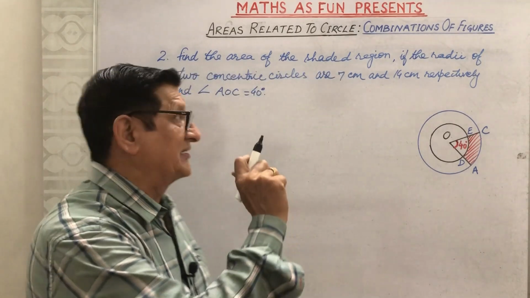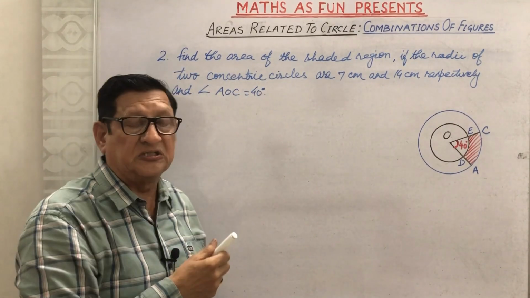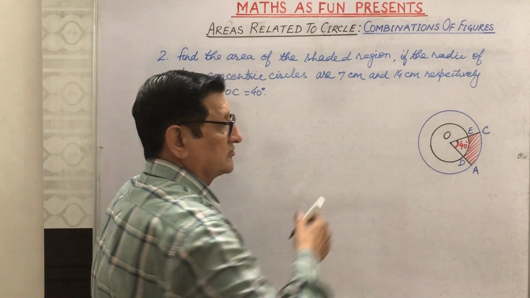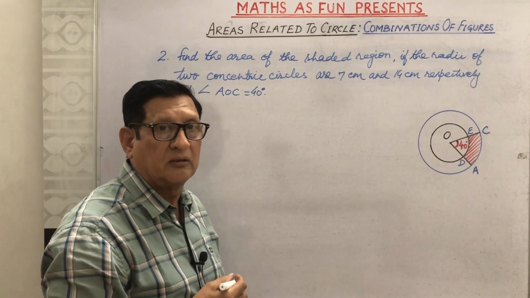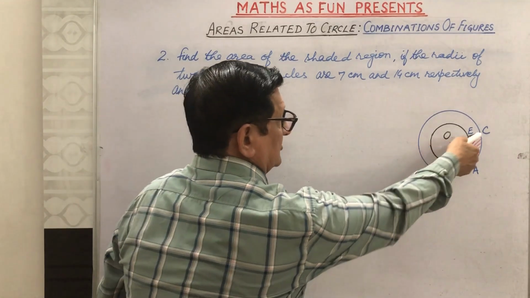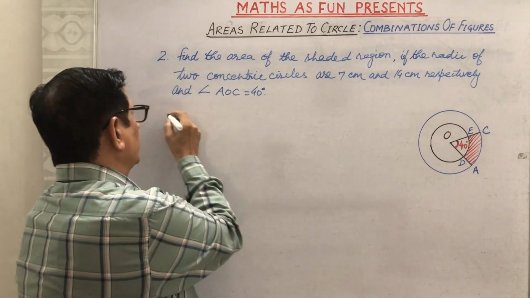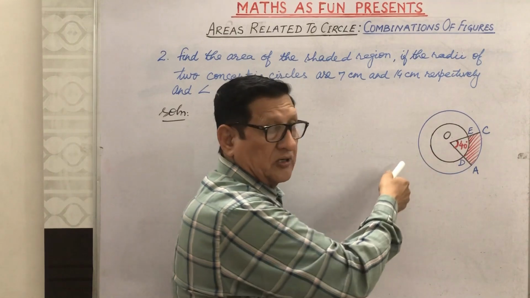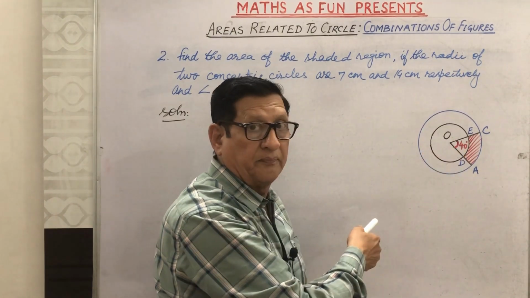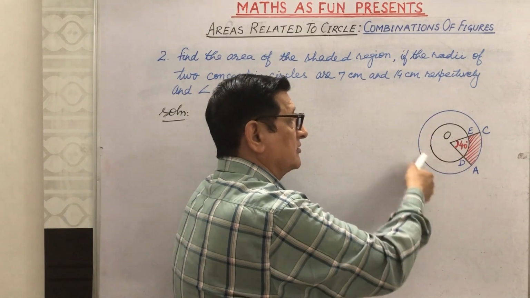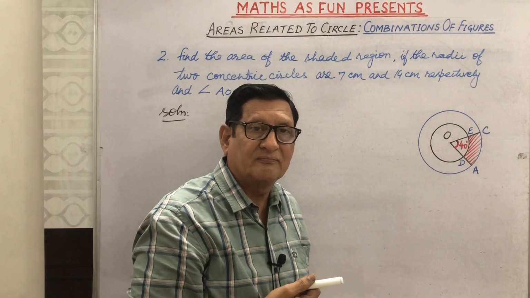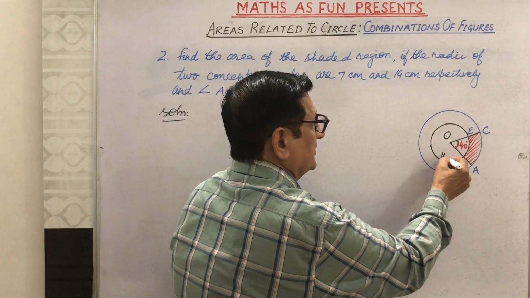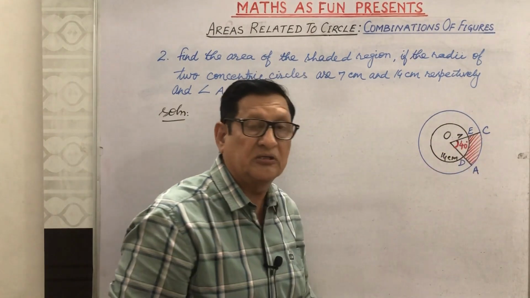The second example we discuss here is, find the area of the shaded region if the radii of the two concentric circles are 14 centimeter and 7 centimeters respectively, and angle AOC is equal to 40 degree. What we find here to find the solution of it, that this shaded region is the portion covered between the two sectors. The center of the circles is same because they are concentric circles. And the radii of them are 14 centimeter and 7 centimeter.